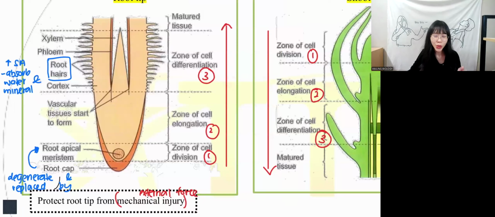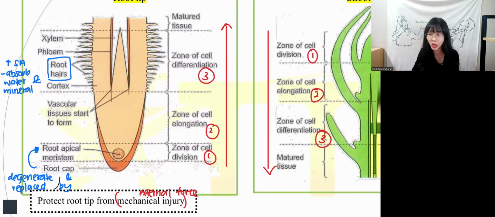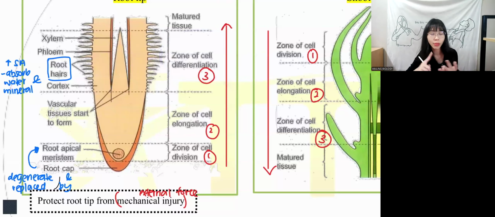Okay. Next, we also have xylem and phloem. Xylem and phloem are inside. If you notice, xylem and phloem can only be found in zone of cell differentiation. Same goes to the root hair because, as we have mentioned, differentiation means what? They will have a specific function. Xylem has a specific function. Phloem has a specific function. Root hair also has a specific function. So only at zone of cell differentiation, they will have xylem, phloem, and root hair.